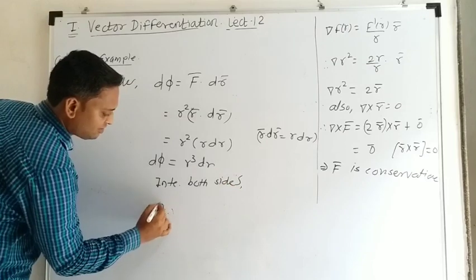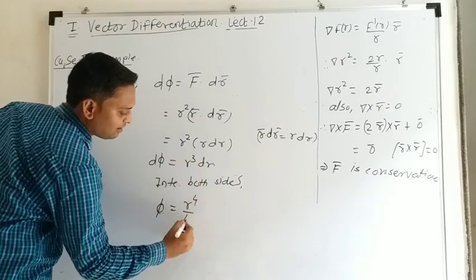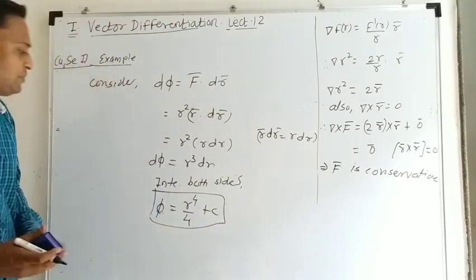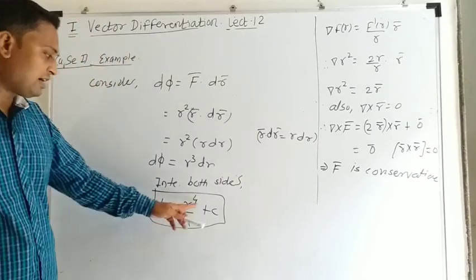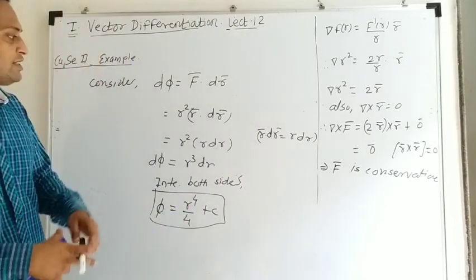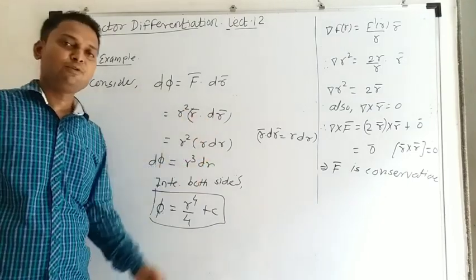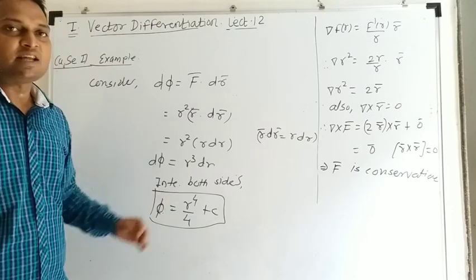We'll get integration of d phi will be phi. Integration of r cube with respect to r is r to the 4 by 4 plus constant of integration. So this will be the final answer of phi. Final answer in terms of r is phi equal to r to the 4 by 4 plus c. It is very easy to solve, but this relation you must understand. r bar dot dr bar value is equal to r dr. Okay, so this is how you can solve an example of this type.